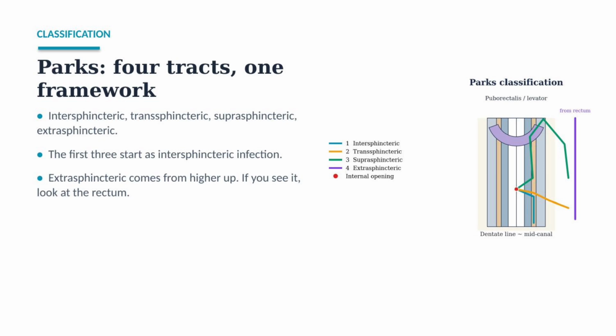The Parkes classification still holds: intersphincteric, transsphincteric, suprasphincteric, extrasphincteric. The first three start as intersphincteric infection, the fourth comes from higher up. If you see extrasphincteric, look at the rectum.